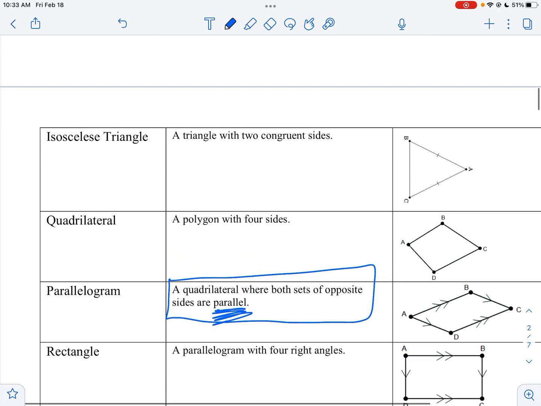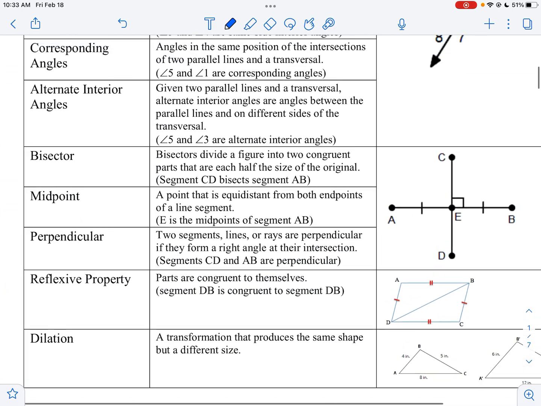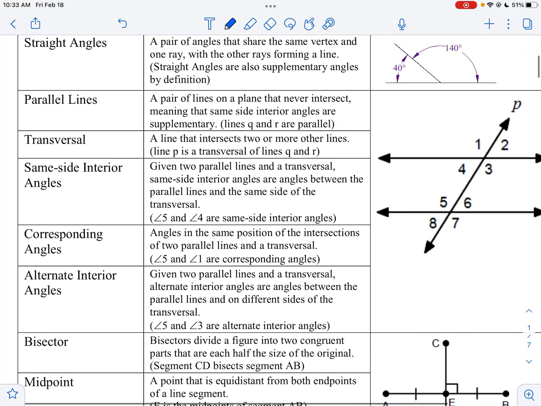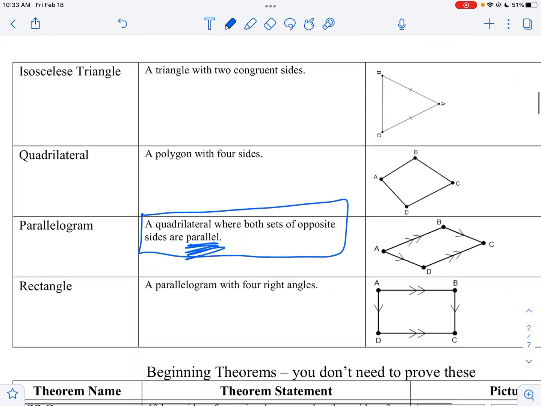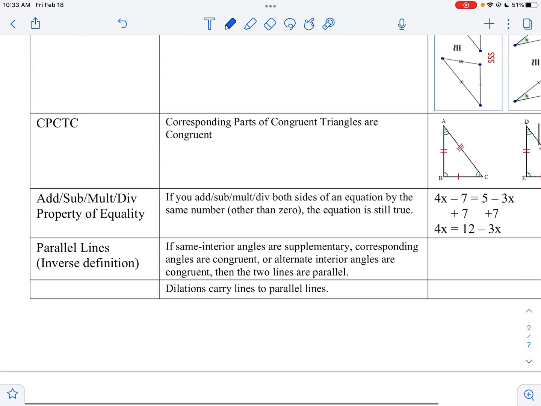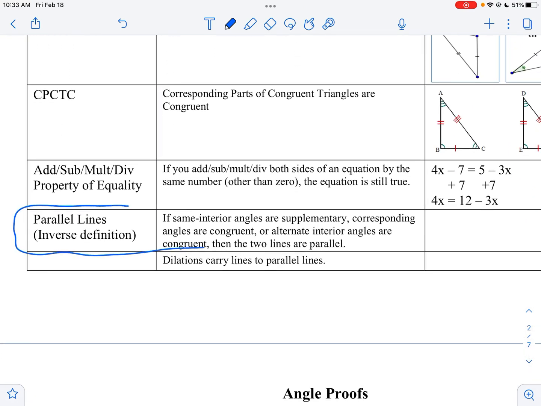Well, how do you prove two sides are parallel? We're going to come up here to parallel lines. Let's see, we need to show that same side interior angles are supplementary, or there's another little thing down here. We're going to use this inverse definition. That's on there, and so you can use it if same side interior angles are supplementary, corresponding angles are congruent, or alternate interior angles are congruent, then the two lines are parallel. So we're going to use this.